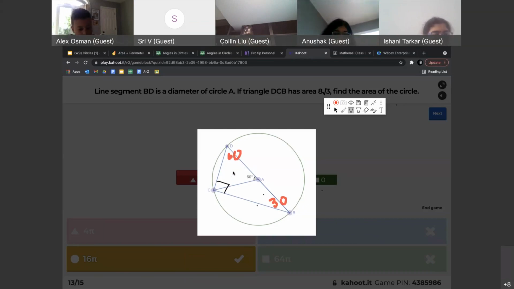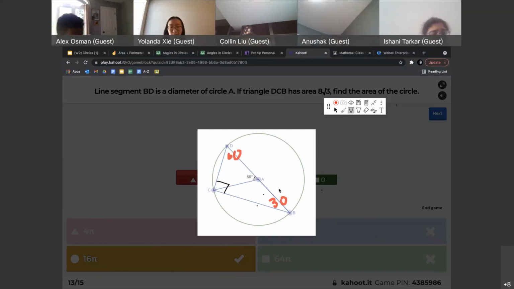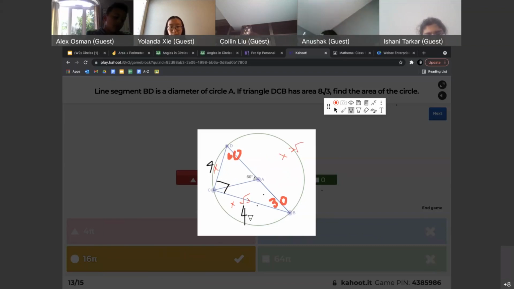Okay, so for this one you realize that this right here is an equilateral triangle, and that tells you that DCB is a 30-60-90 right triangle. And so it also has an area of 8 radical 3. So then that tells you that this side is going to be 4 and this side is going to be 4 radical 3, because 4 times 4 radical 3 divided by 2 equals 8 radical 3. That's base times height divided by 2.